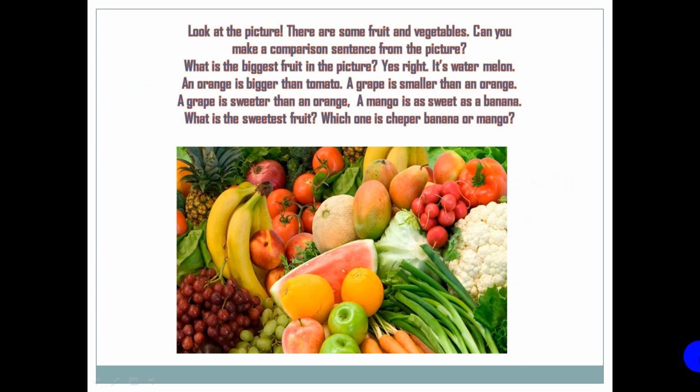Look at the picture. In the picture, we find some fruits and vegetables. Can you make a comparison sentence from the picture? What is the biggest fruit in the picture? Yes, it's melon, watermelon. An orange is bigger than a tomato. A grape is smaller than an orange. A grape is sweeter than an orange. A mango is as sweet as a banana. What is the sweetest fruit? Which one is cheaper? Banana or mango?